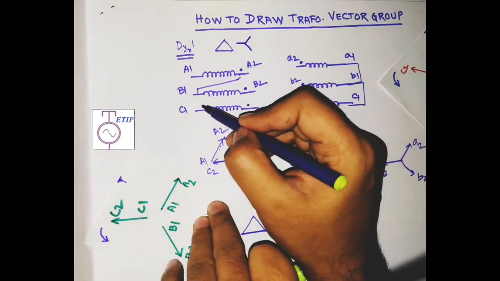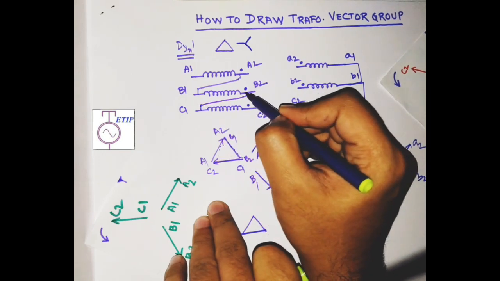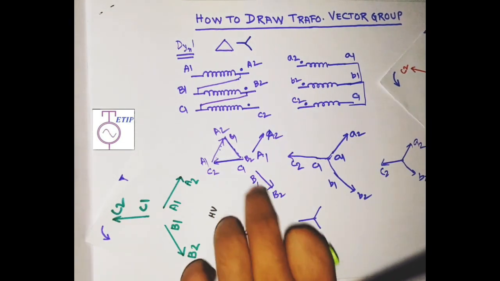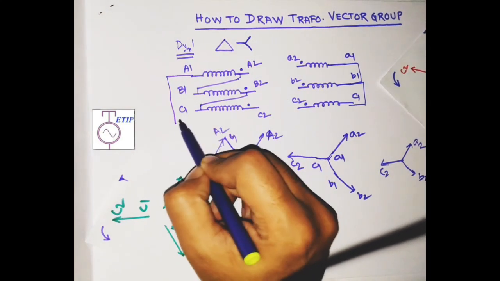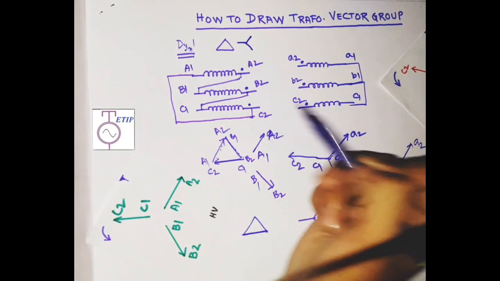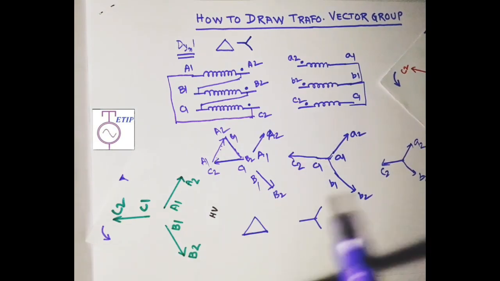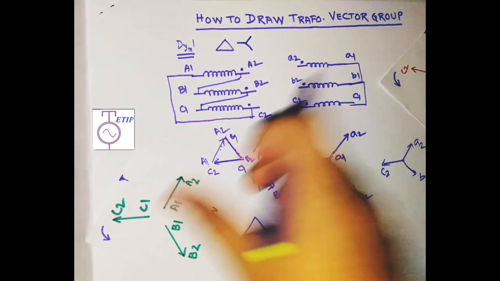B2 is shorted with C1. B2 is connected with C1, and C2 is shorted with A1. Okay, C2 is shorted with A1.